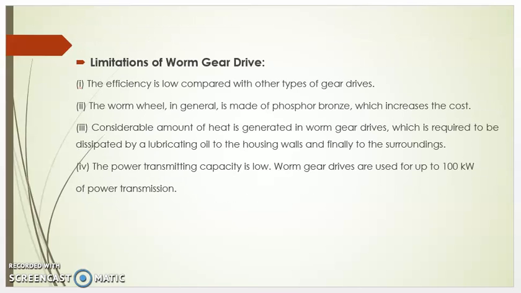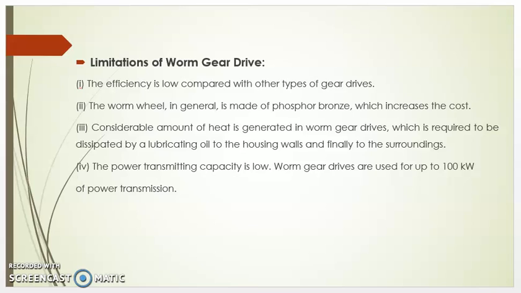Limitations of worm gear drive. First, the efficiency is low compared with other types of gear drive. Second, the worm wheel in general is made of phosphor bronze, which increases the cost. Third, considerable amount of heat is generated in worm gear drives, which is required to be dissipated by a lubricating oil to the housing walls and finally to the surroundings.